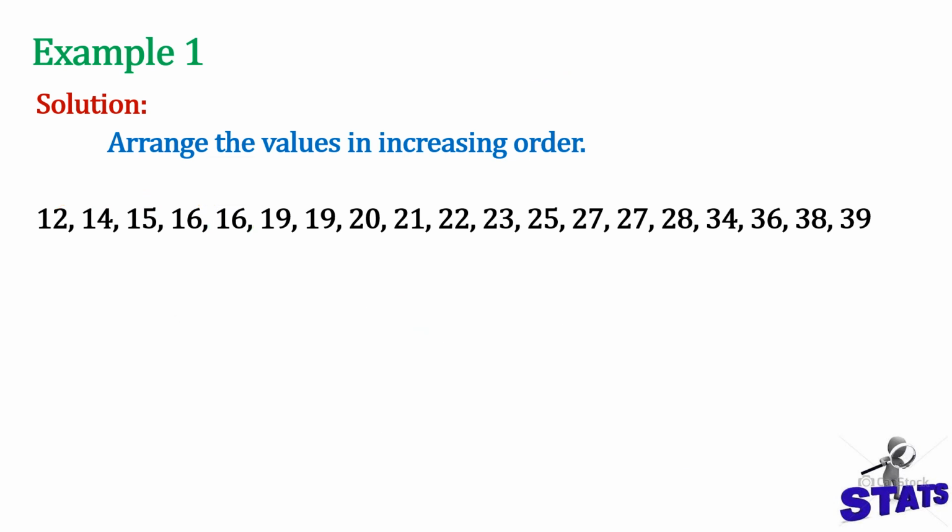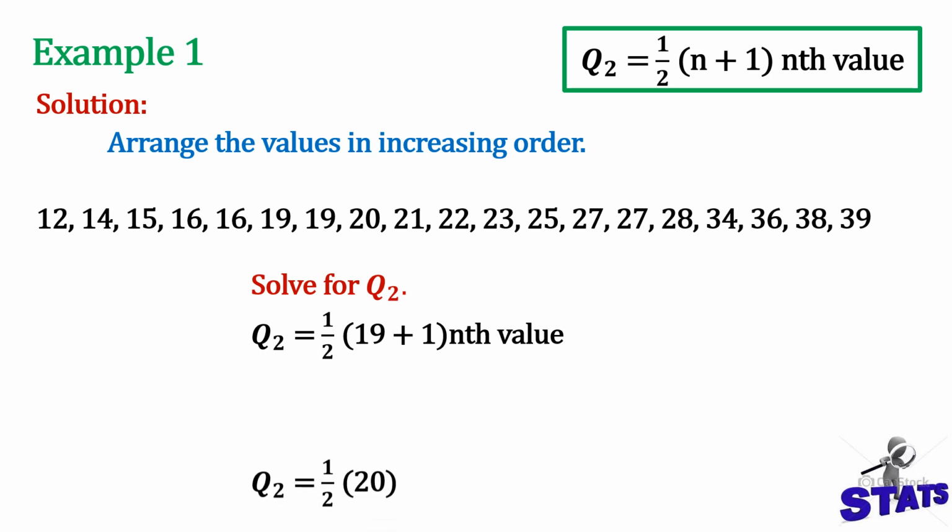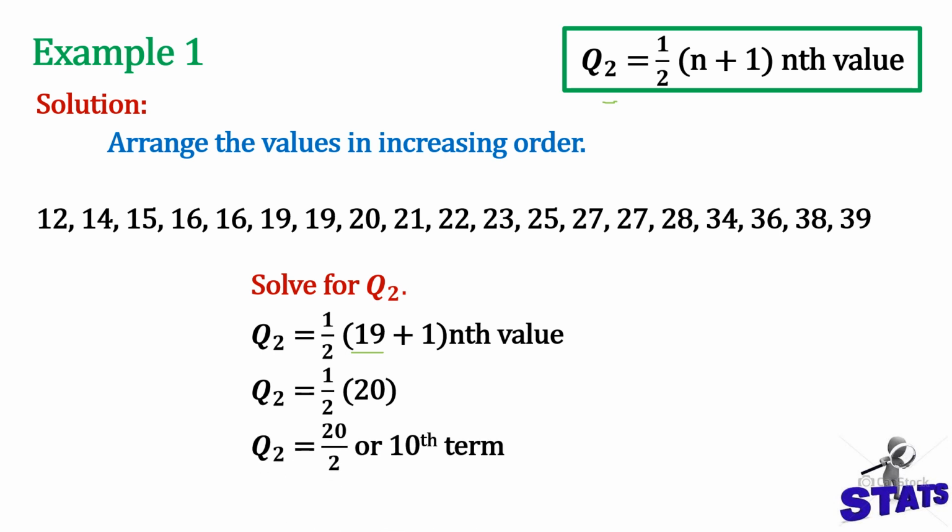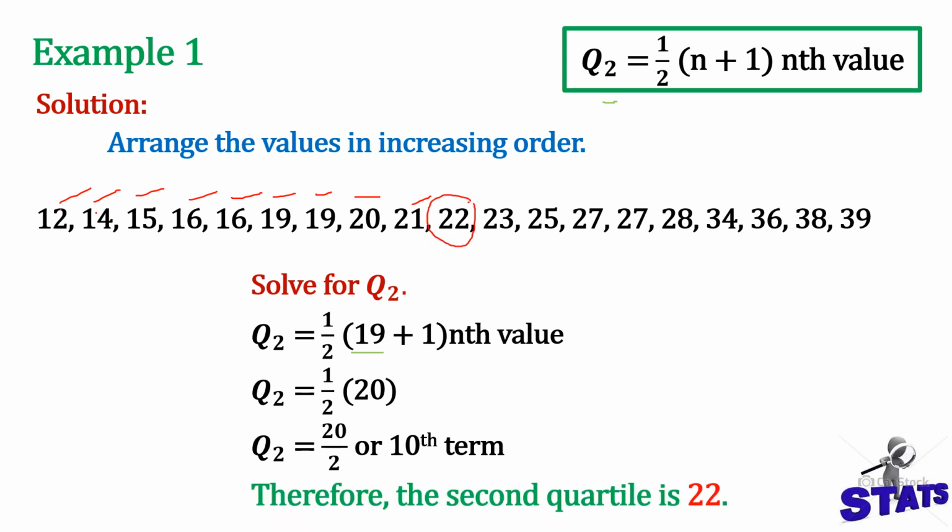Next po tayo. How about Q2? Okay, Q2 po natin, formula na ito po. Then, same method sa ginawa natin sa nauna. So, substitute lang po natin yung 19, which is the total number of data. So, yung Q2 natin is pang-10, 10th term. So, bibilang lang po tayo ng pang-10. So, that is 1, 2, 3, 4, 5, 6, 7, 8, 9, 10. So, 22 yung ating Q2.